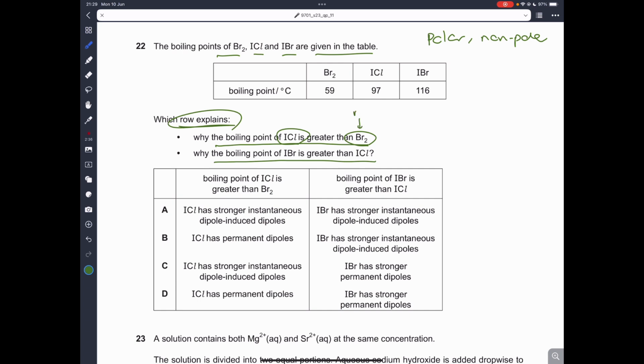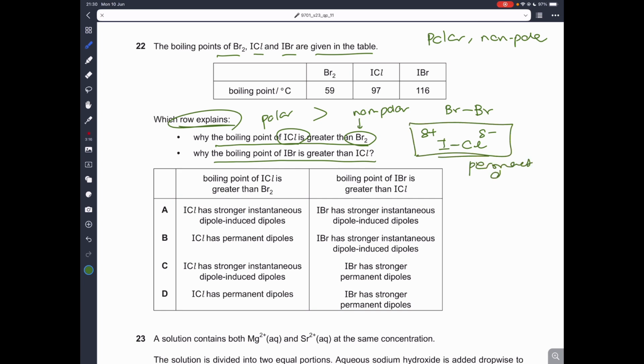Firstly, let's check why ICl is greater than Br2. Well, Br2 is a nonpolar molecule because it is made out of Br and Br. It's the same element, so the electronegativity is the same. There's no difference in electronegativity. This is a pure covalent compound. However, ICl has a difference because Cl is closer to fluorine. Cl is going to be negative, I is going to be slightly positive, so it's going to be a polar molecule. And generally, polar molecules have higher boiling points and higher melting points than nonpolar compounds, because they have permanent dipoles. We call these permanent dipoles.